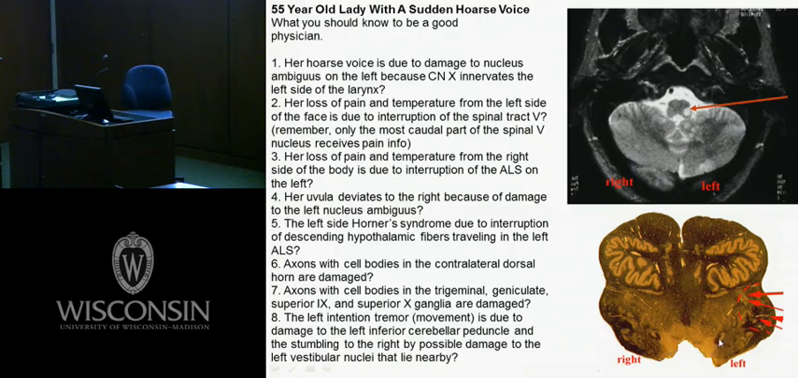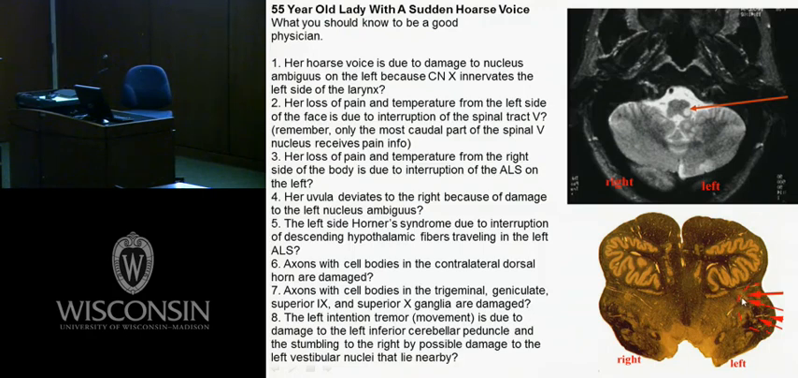Solitary complex, taste. Spinal tract 5, pain and temperature. Accessory cuneate, inferior cerebellar peduncle. So here's a little lesion over here on the left side. It gets the inferior cerebellar peduncle. It gets the nucleus ambiguus right here. And it gets some of the spinal tract 5 in here. And I forgot about ALS and descending sympathetics. All the goodies in here.